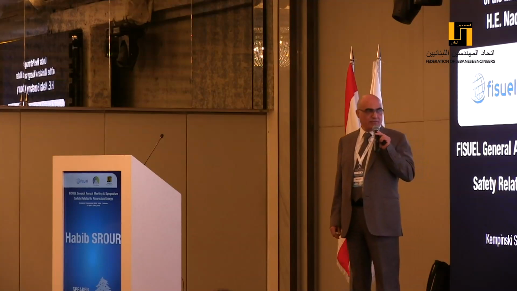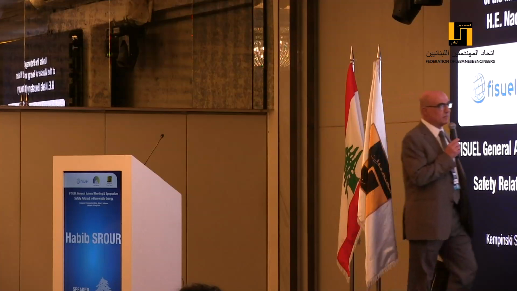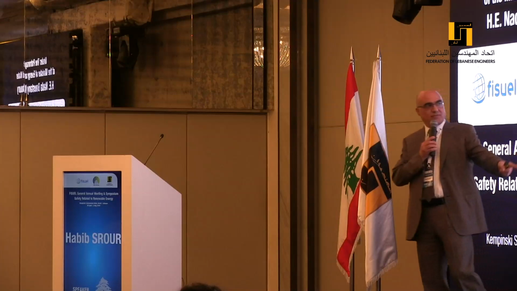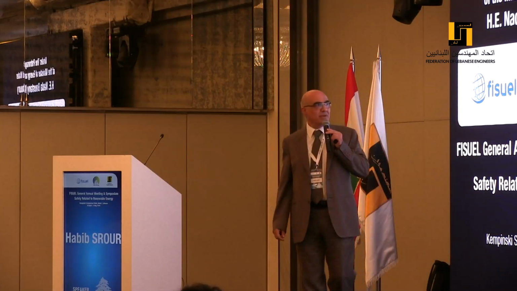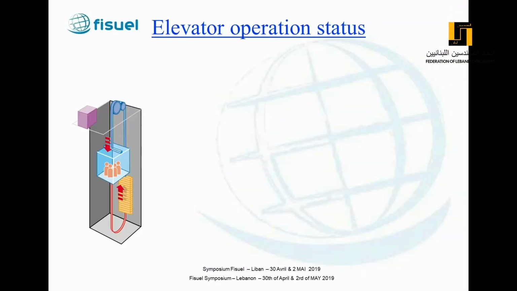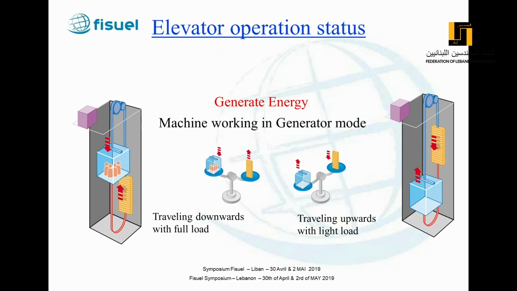In case our fully loaded car is traveling upwards, or the empty car is driving downwards, the machine is consuming energy, thus it's working as a motor. From the other side, in case the fully loaded car is traveling down, or the empty car is traveling up, the machine is generating power.